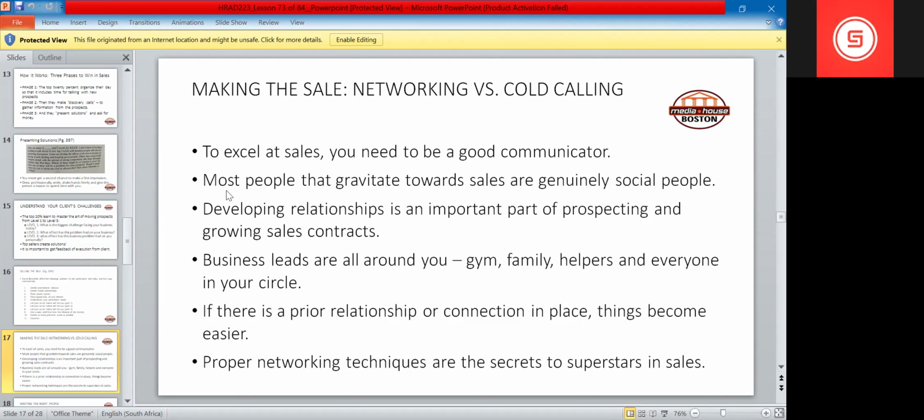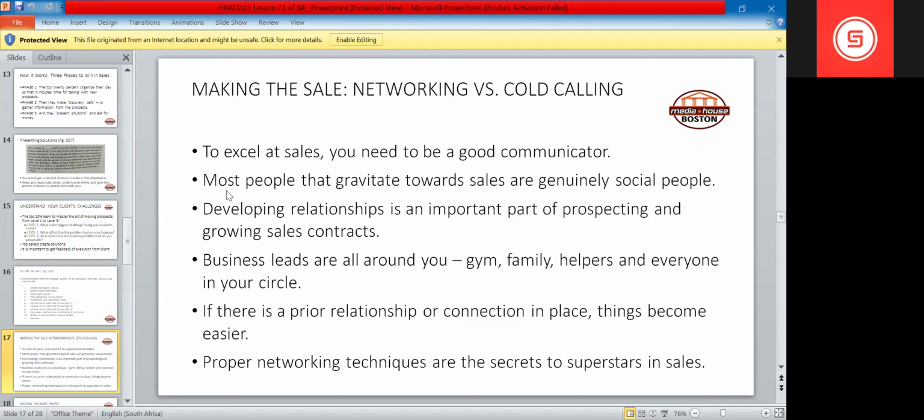Developing relationships is an important part of prospecting and growing sales contracts. So perhaps they're not going to buy today, but they liked who you are. I'm saying as a salesperson, they liked what they heard. They heard what they liked, and so they definitely have you at the top of their minds, right? When they want to spend money next.